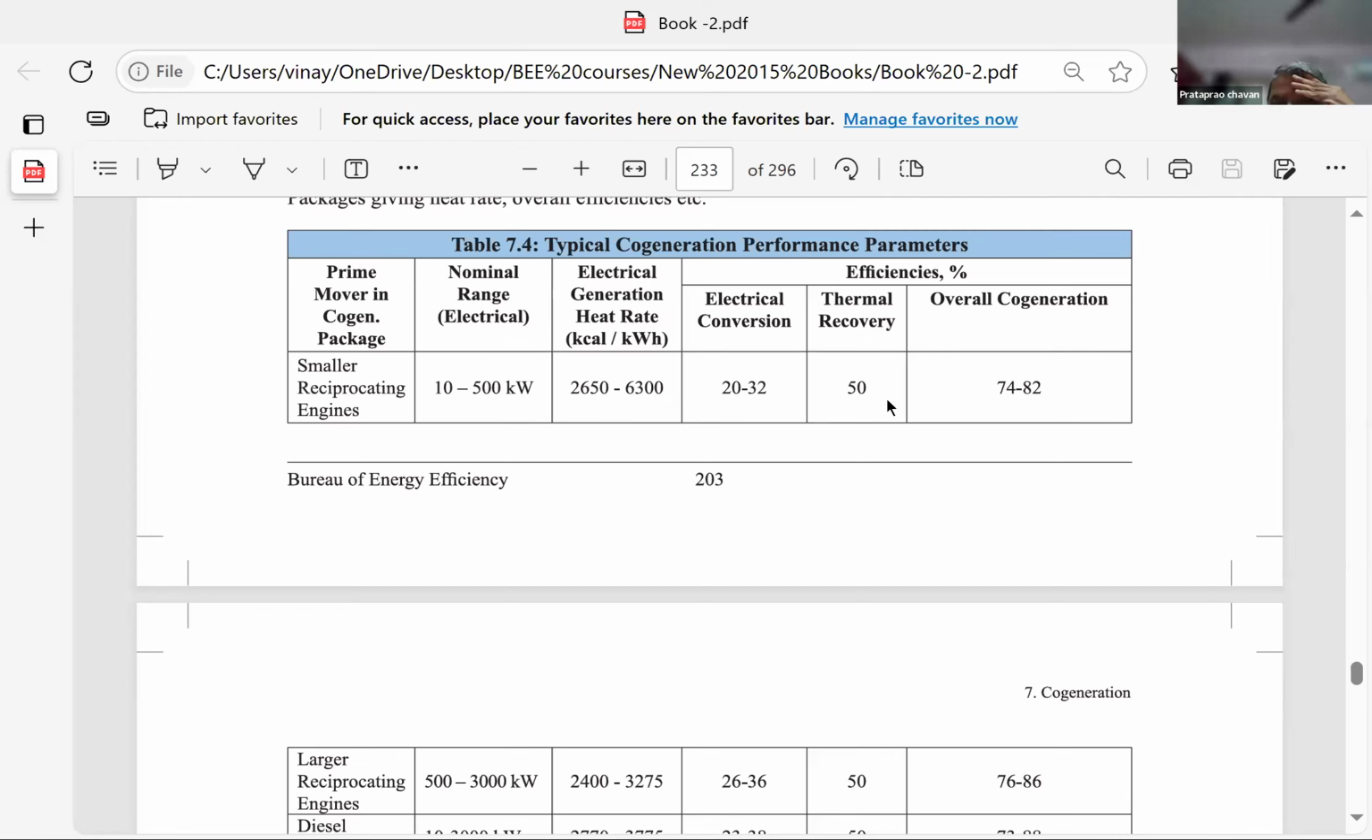And thermal recovery is 50%. 50% of the heat is lost to the atmosphere, or there are process leakages. When you combine this efficiency and this efficiency, the combined efficiency comes to about 74 to 82%. That means there are still losses of 26 to 18%. The energy auditor's job is to find the loopholes, find out where the efficiency loss is occurring.